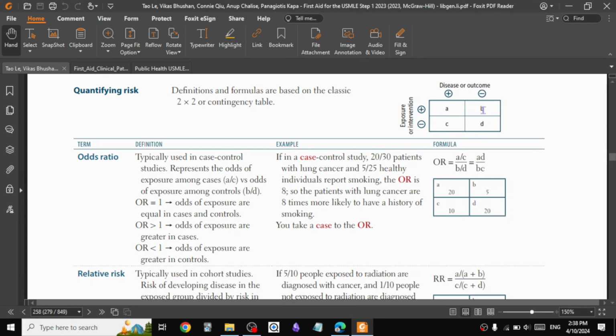So you see how exposed is B now, unexposed is D. So that's just the ratio now, right? And then when you simplify, you get AD by BC. So you just do cross multiplication, right? A into D, B into C, and you get your odds ratio.